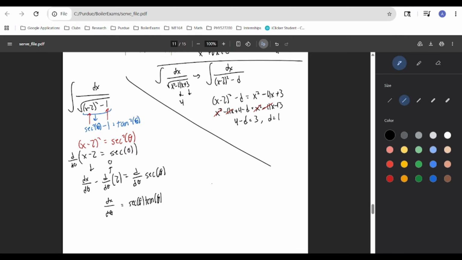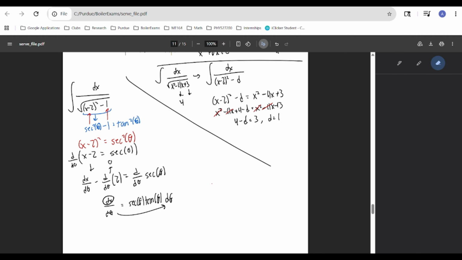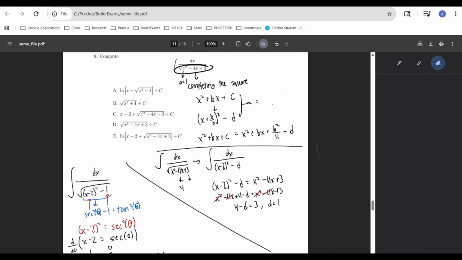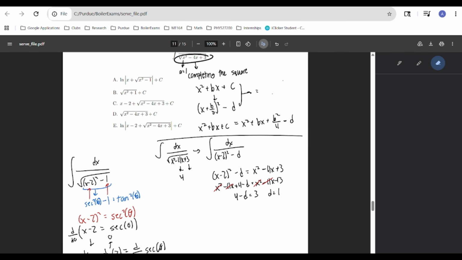And now we need to isolate dx, use algebra wizardry, as my physics teacher used to say. Move this d theta over, and we're left with dx equal to secant theta tan theta, multiplied by d theta. Okay, now for the purposes of finishing up this integral, I am going to erase the rest of this here, because we really don't need this.